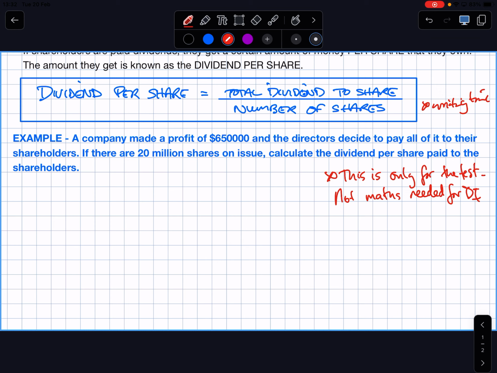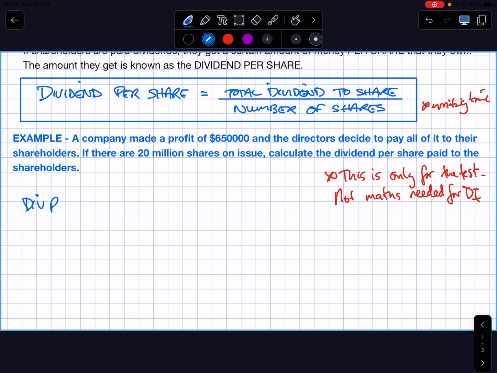Let's do the calculation. It's just a division. Company made a profit of 650 grand. The directors decide to pay all of it to their shareholders, so they're not holding on to anything. If there's 20 million shares on issue, divided up with all the shareholders, calculate the dividend per share each gets. So you just do that division.